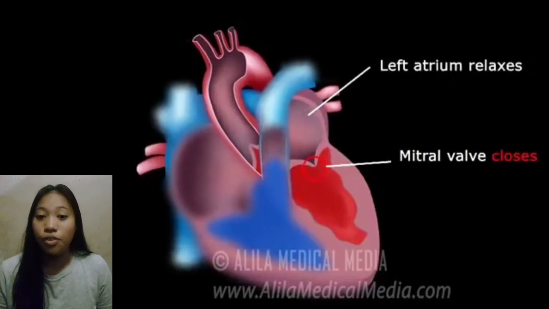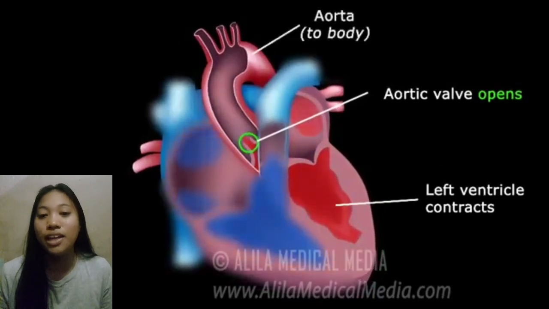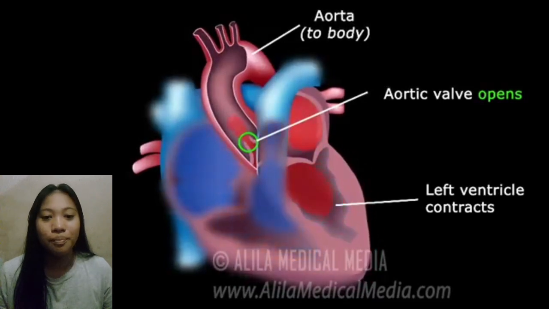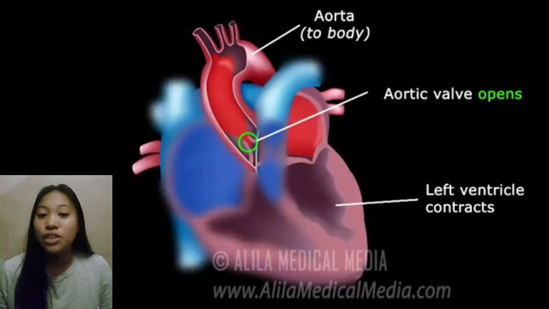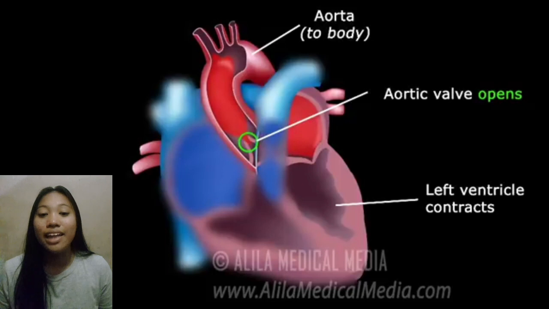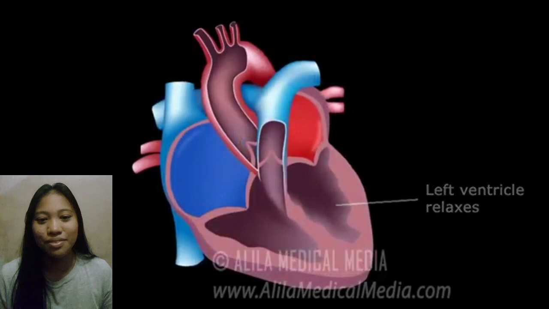The aortic valve opens and the left ventricle contracts, and oxygen-rich blood is pumped into the aorta to reach all parts of your body. This happens at the same time as the right ventricle pumps blood into the pulmonary artery on the other side of the heart. And the aortic valve quickly closes to prevent blood from flowing back into the heart. Meanwhile, the atria have filled with blood and the cycle repeats itself.